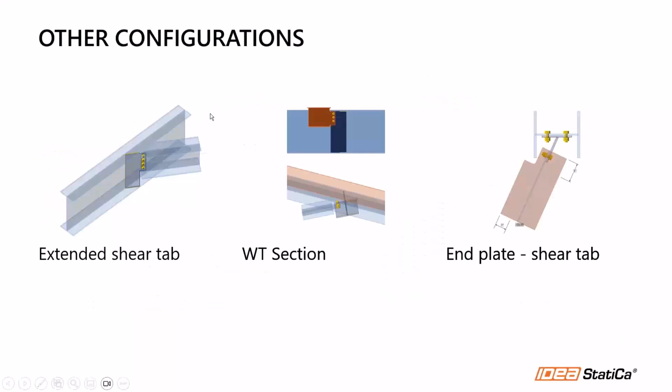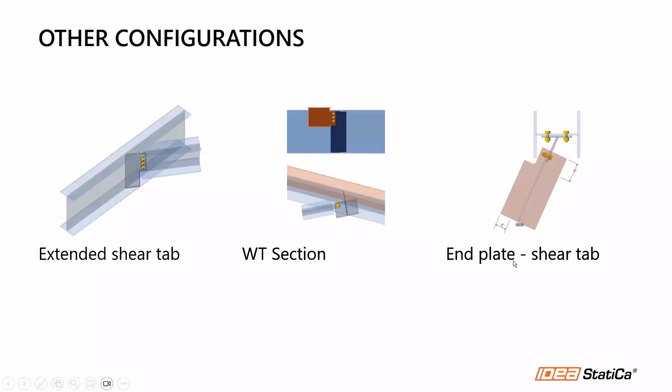I showed you the bend plate, but obviously you can model other configurations. These are some examples from other users. You can see that you can model extended shear tabs, and they can be welded to the top flange, so it can work like a stiffener operation here. In this case, there was a WT section that was used as a connector. So again, we use a stiffening member to model that WT section.